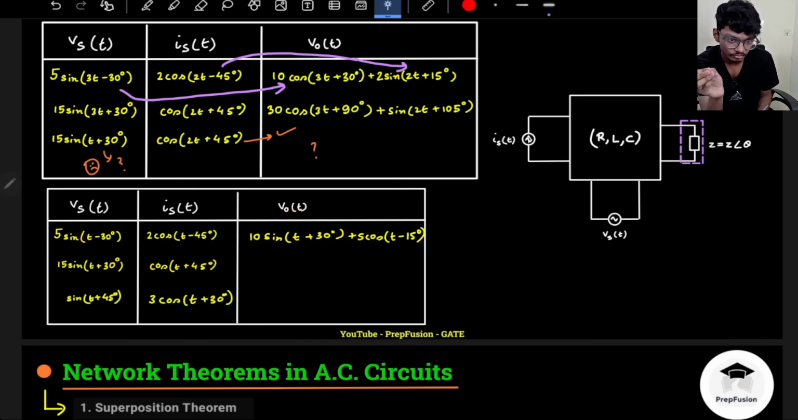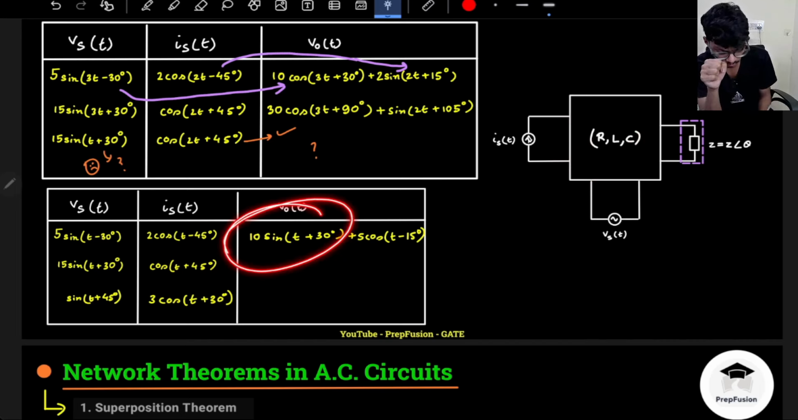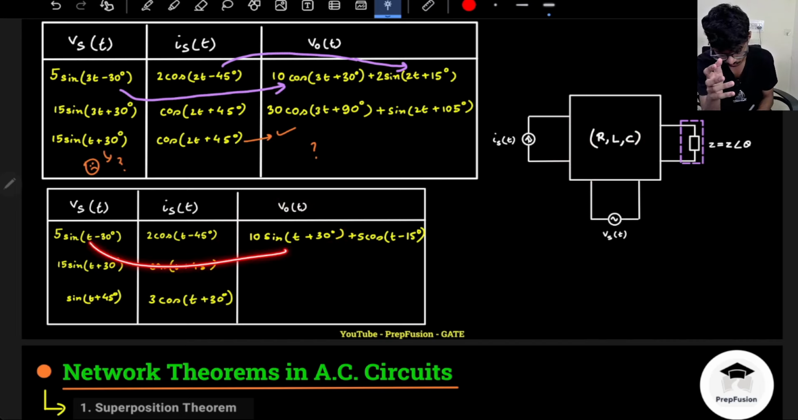If I don't tell you, you will not be able to find out until and unless you know about the network, inside the network, right? Until and unless you know about the network, you will not be able to comment due to which I am getting the response. If I tell you due to the current source I am getting this response, due to the voltage source I am getting this response, then you can calculate. But unless and until I tell you, you will not be able to find it out. So what you will require, you will need two equations.